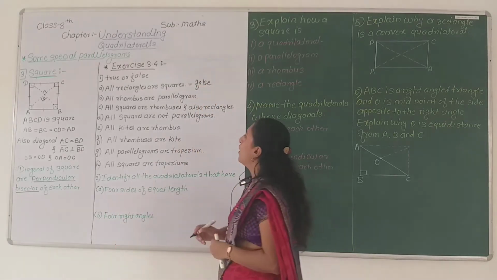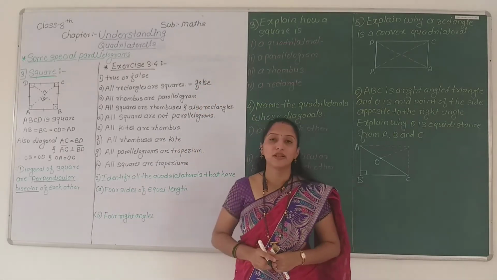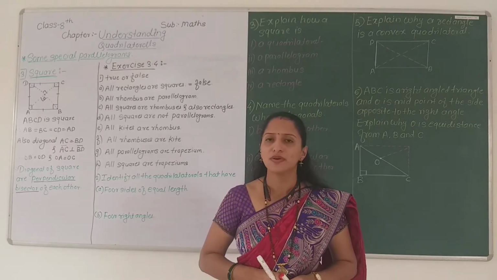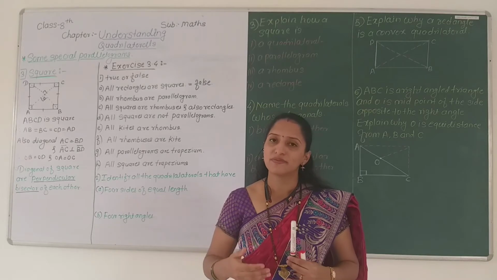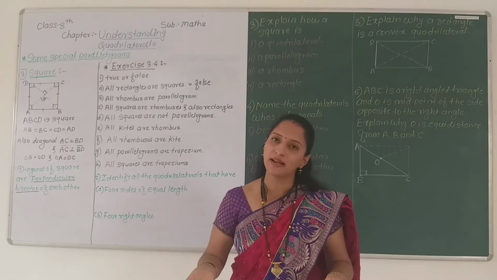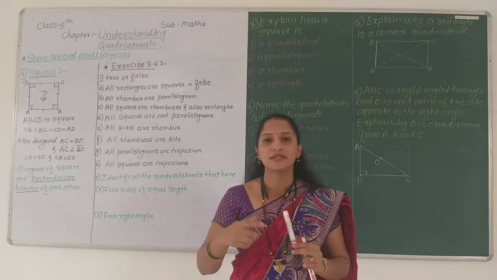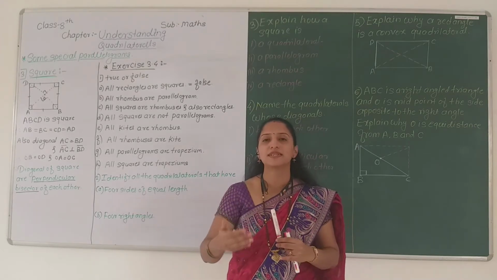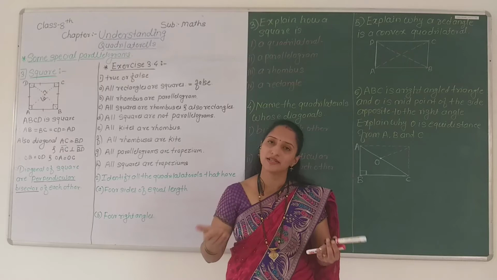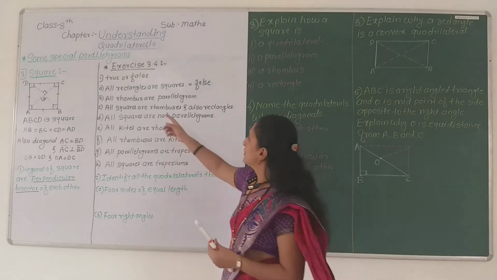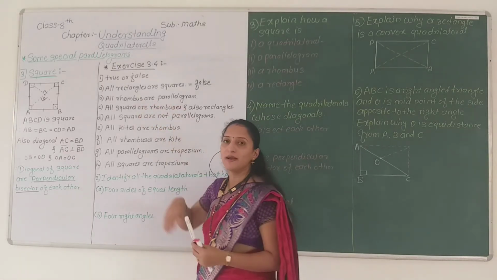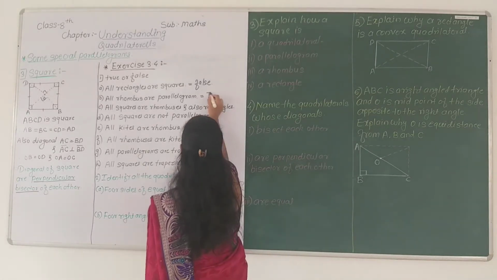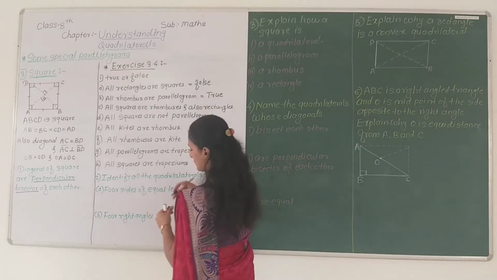Okay, next one. All rhombuses are parallelograms. Parallelogram is what? Opposite sides are parallel, and all opposite sides of a rhombus are also parallel, right? Opposite sides of a rhombus are also parallel. So all rhombuses are parallelograms. This statement is true. So we can write this as true.